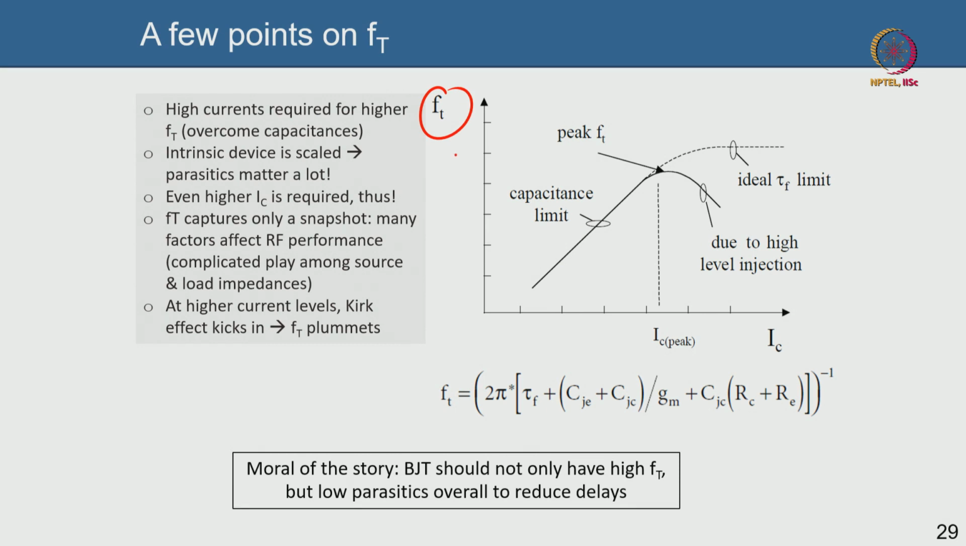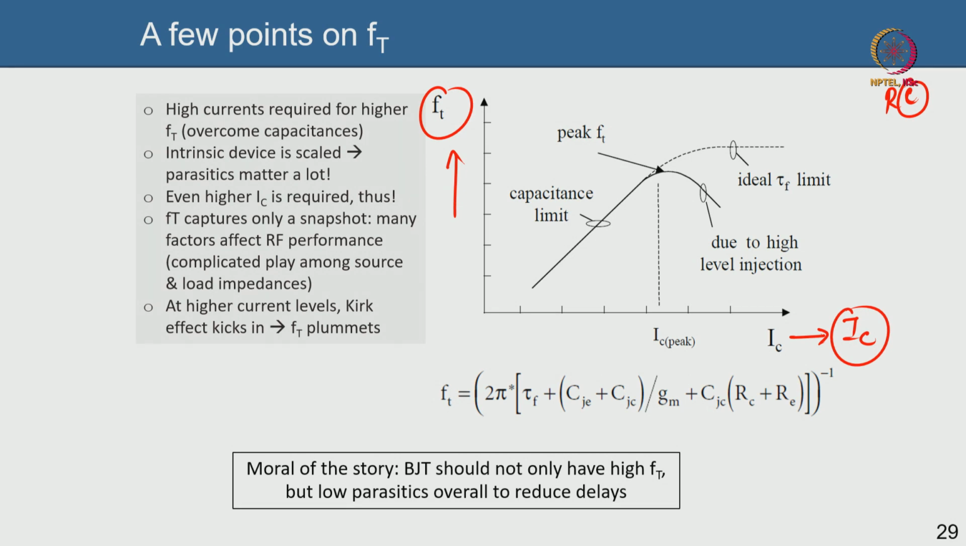Here on the y axis is the cutoff frequency, and on the x axis I have the output current, IC. The collector current is like the drain current in a FET, but the physics is very different. Ideally, with increasing collector current, your RC delays become lower because the collector current can charge and discharge the capacitances very fast. That is the reason why people try to operate BJTs at high collector current.